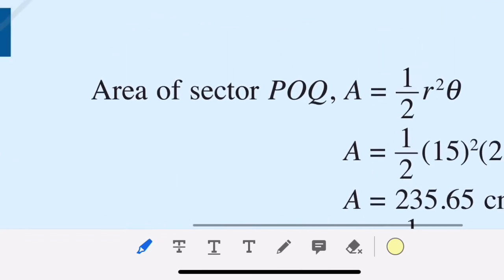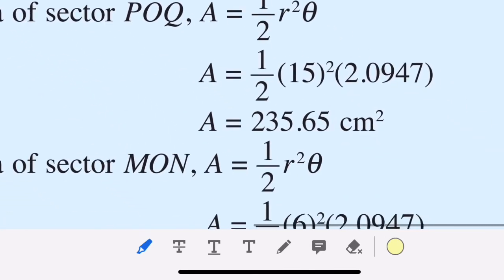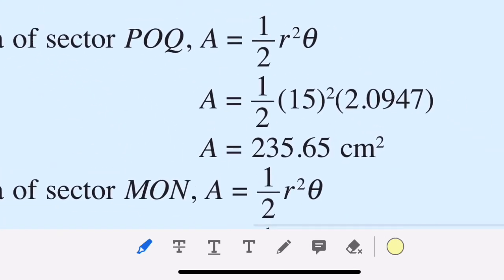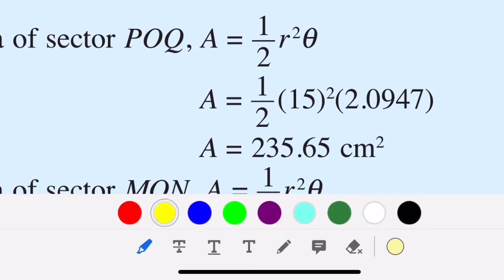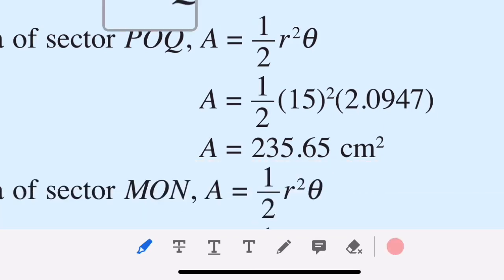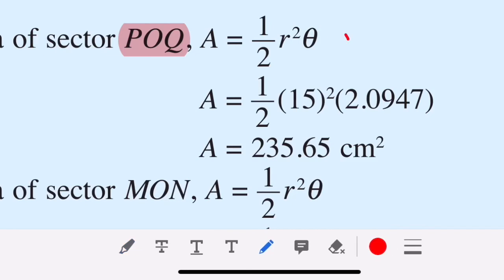Now you have to apply the formula for the sector, right? Okay, formula for the sector for POQ. We are going to use this formula. Then the radius is 15 for the bigger one. Angle is 2.0947. So we have the area for the bigger sector, right?